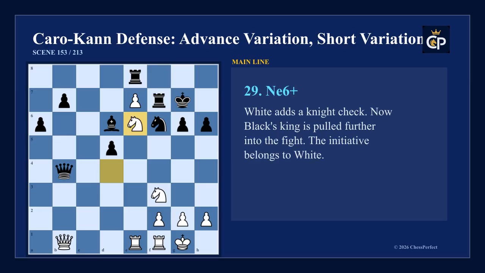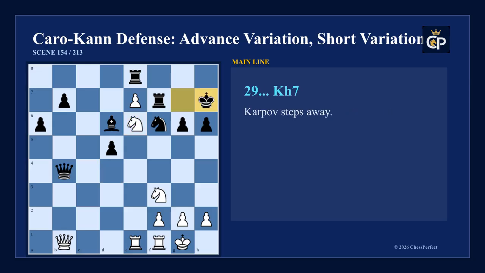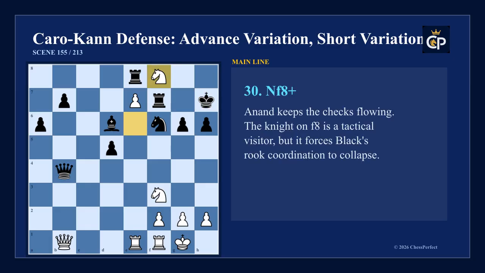Knight e6, check. White adds a knight check. Now Black's king is pulled further into the fight. The initiative belongs to White. King h7. Karpov steps away. Knight f8, check. Anand keeps the checks flowing. The knight on f8 is a tactical visitor, but it forces Black's rook coordination to collapse.